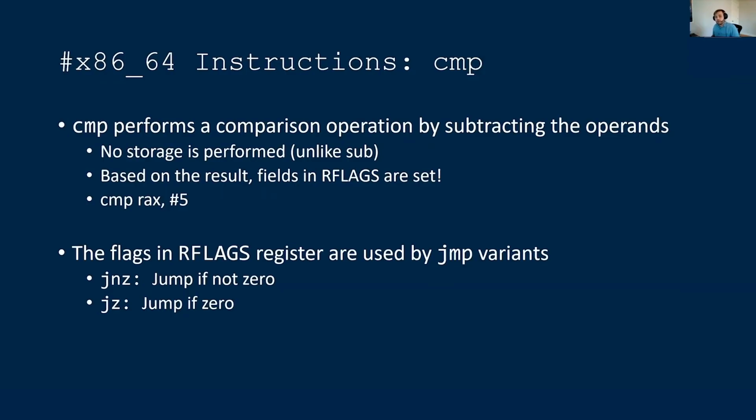Those RFLAGS bits, the bits in that register, are important because the jump instruction has variants that will check those flags before actually performing the jump. So let's say RAX contains 0 and we subtract 5 from that, which sets the zero flag. Now the jump zero instruction is going to run. And if that flag isn't set, the jump zero instruction won't jump.